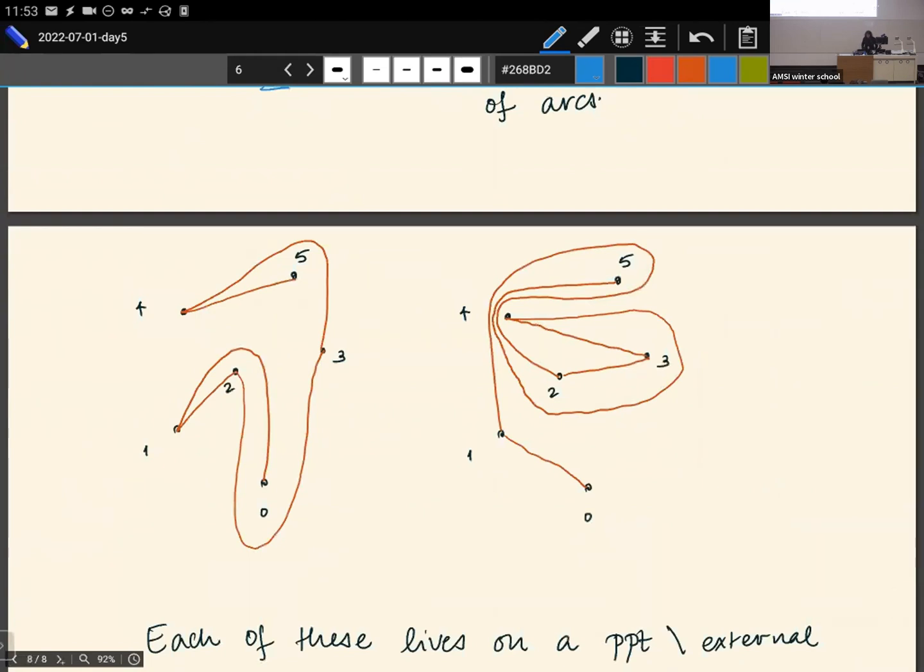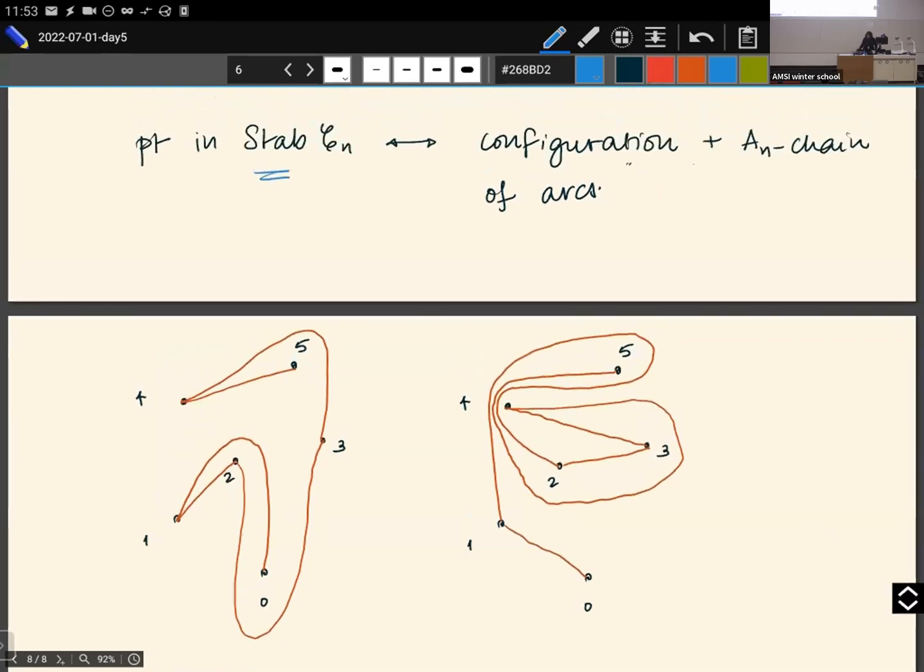And what I'm about to say is true up to some epsilon that I'll hide. If I have a point in my stability manifold, I can think of it as simply a configuration of points in the plane, so n+1 points in the plane, but not just that. Just going down to a configuration loses a lot of information. If I want to recover what stability condition I'm coming from, I also need the data of what I'm calling an AN chain of arcs. So I have n arcs that go from 0 to 1, 1 to 2, 2 to 3, 3 to 4, 4 to 5, and 5 to 6, etc.